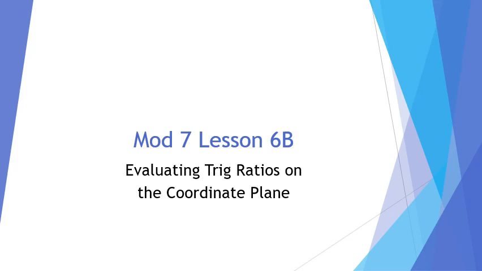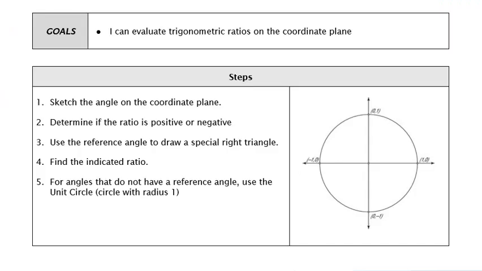This is the lesson for Mod 7, Lesson 6b, Evaluating Trig Ratios on the Coordinate Plane. The goal today is evaluating trig ratios on the coordinate plane, so we're going to be tying in all the ideas we've done with a little bit of the unit circle, but mostly reference angles or special right triangles, and finding different values on the coordinate plane for trig.